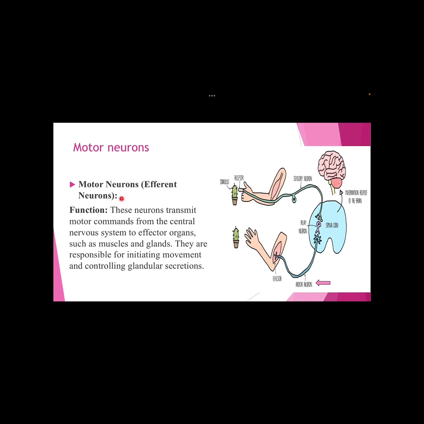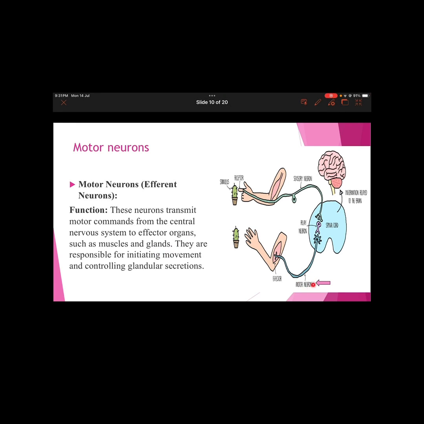They are like the action team. These neurons transmit motor commands from the central nervous system. The central nervous system is composed of both the spinal cord and the brain. So they transmit motor commands from the CNS to the effector organs, such as the muscles to move our hands or legs, for example, and to the glands so that they can secrete, for example, saliva or tears, etc.